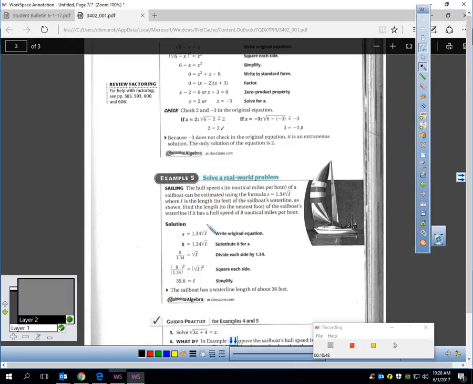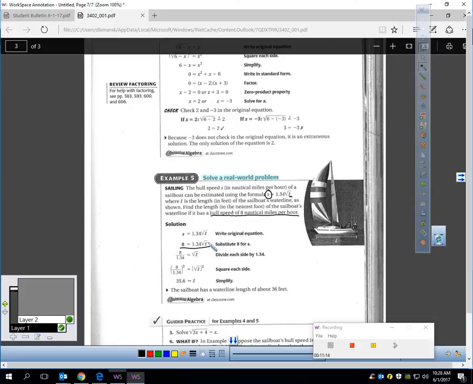Solving a real-world question. You can use the techniques we've learned to solve a real-world problem. I'm not going to read through this whole thing, to shorten up the video, but they ask you to find the length, which is L, to the nearest foot of a sailboat's water line if it has a hull speed of 8 nautical miles per hour. Well, S is the speed. So you notice they plugged 8 in for S.